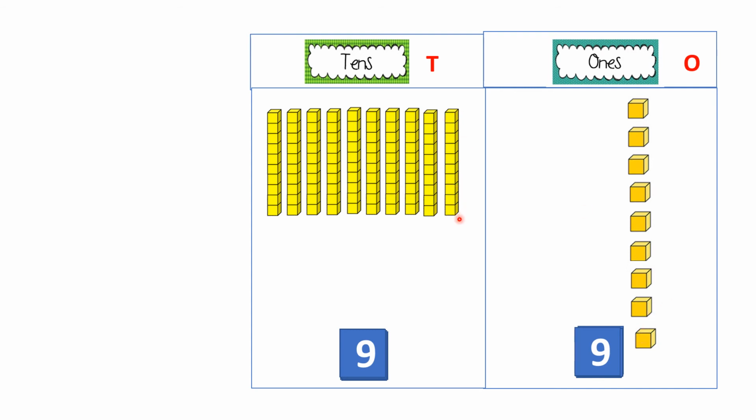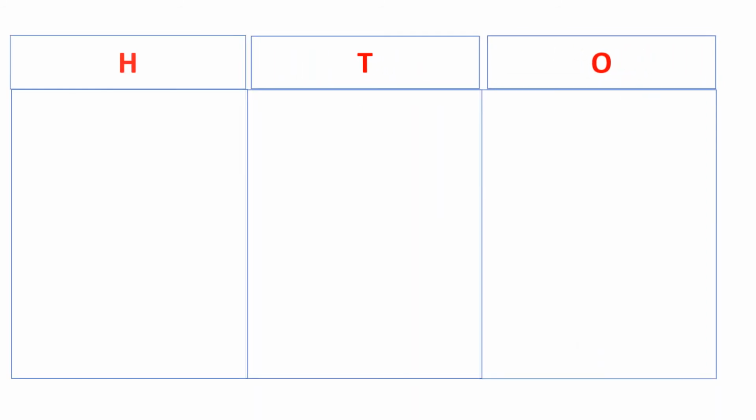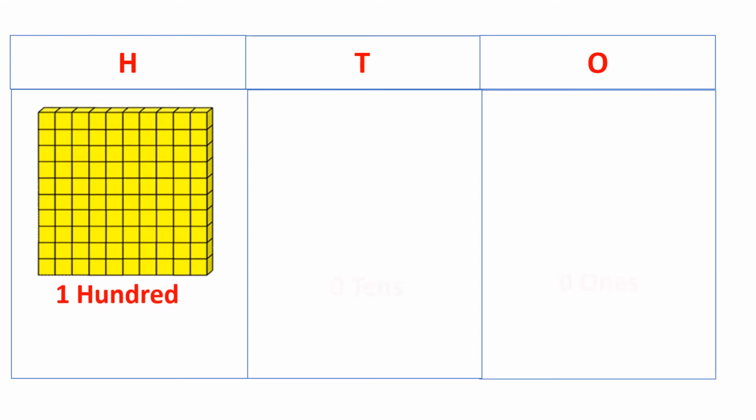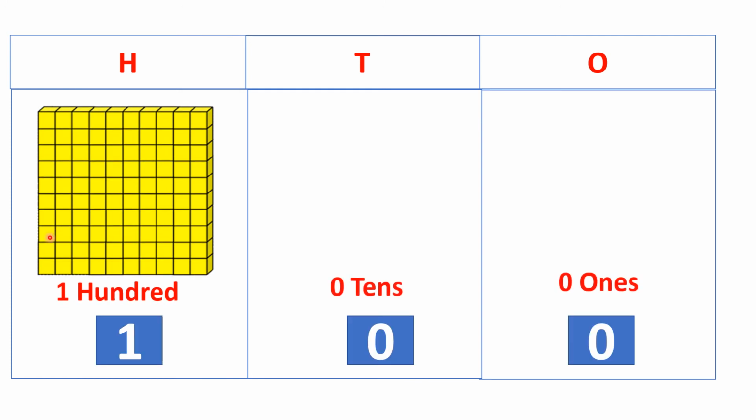That means 10 tens. 10 tens is how much? It's 100. So we should not write it over here. Now the 10 tens will shift and make 100. So 100 means 1 hundred, 0 tens and 0 ones. That means 100 is 100.